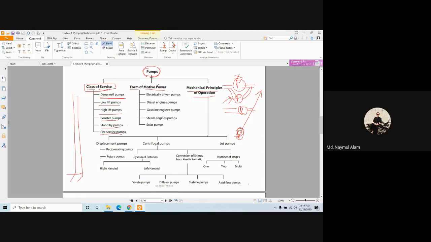Okay, sir. Form of motive power. Sometimes pumps can be electrically driven, or diesel driven. The fuel can be electricity. The fuel can be diesel. The fuel can be gasoline. The fuel can be steam engine. The fuel can be solar.